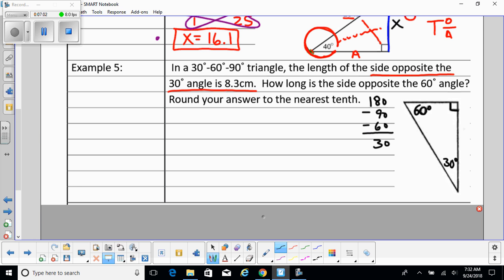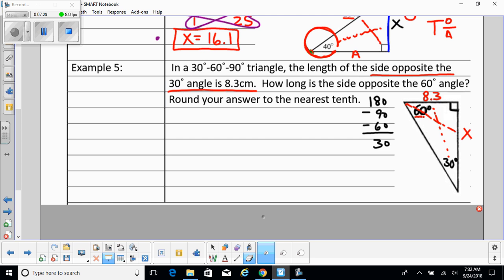The 30-degree angle is here, so the side opposite it, if I was sitting in the corner looking across, would be 8.3. So I'm going to mark that 8.3. And the question is, how long is the side opposite the 60-degree angle? Well, here's the 60-degree angle, and opposite it, again, if I'm looking from the inside, is going to be right here. So I'm going to put an X there.